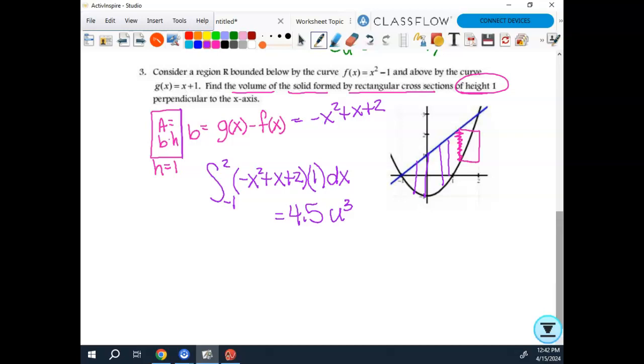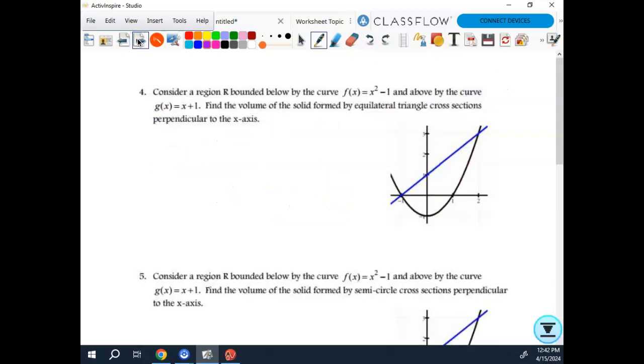Alrighty, let's try this next one. It says, consider a region R bounded below, same as before. Find the volume of the solid formed by equilateral triangle cross sections perpendicular to the x-axis. So this time I'm going to have an equilateral triangle, which doesn't look equilateral at all because I'm terrible at drawing, but we'll pretend that all three sides are the same. To find the base, I'm going to do the same thing by subtracting. But here are some things you have to know about equilateral triangles.